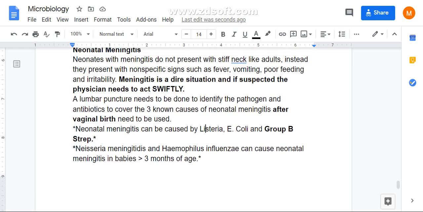Something else to note: there are two other bacteria that can cause neonatal meningitis in babies greater than 3 months of age. If they're less than 3 months of age, we're going to assume that the infection is from bacteria that was in the vagina. But if the baby is greater than 3 months of age, it could be from somewhere else, right? So these two are Neisseria meningitidis and Haemophilus influenzae.